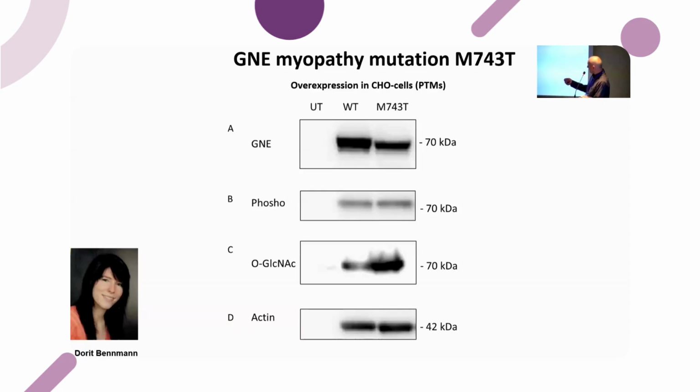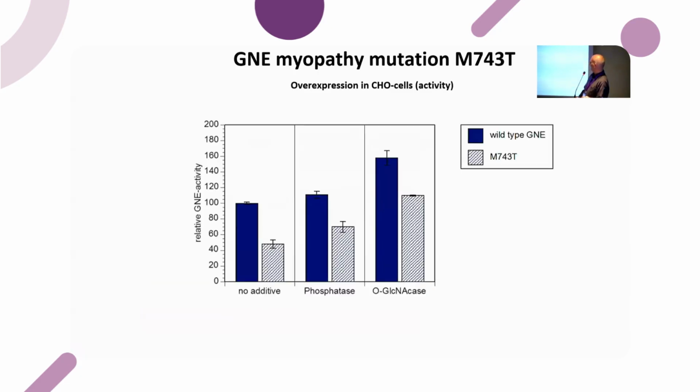You see also that a phospho antibody, or phosphoserine antibody, could detect the phosphorylated GNE. And what you also see here is that we get an O-GlcNAc signal, but the O-GlcNAc signal was much stronger in the variant, the Middle East variant, compared to the wild type. And this was just the loading control. So this was a hint to analyze this in more detail.